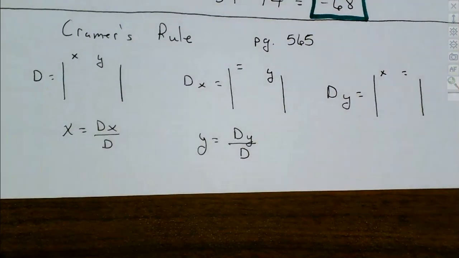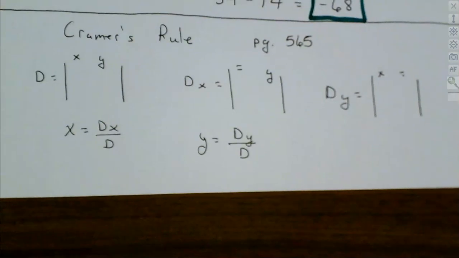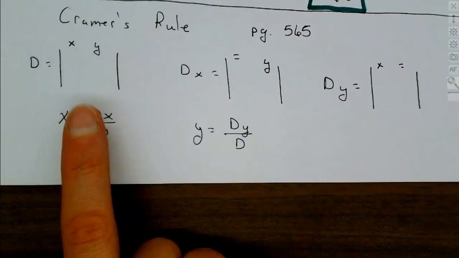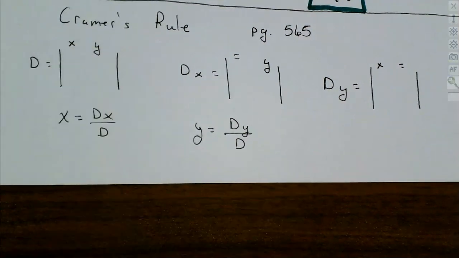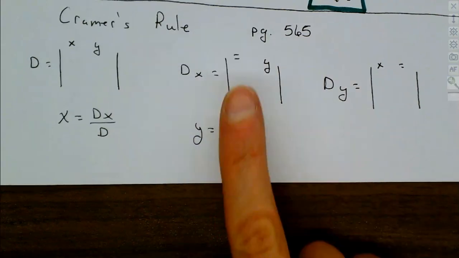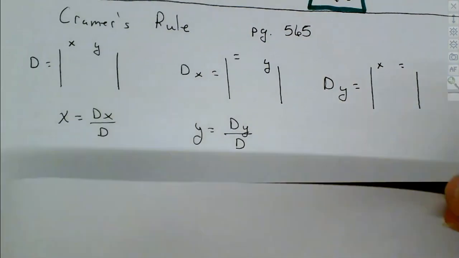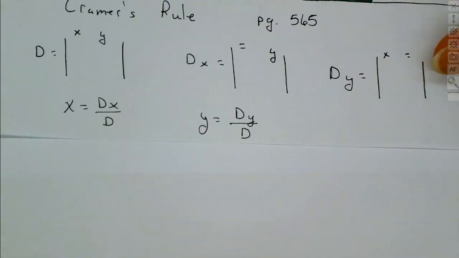The textbook explains it in a little bit more detail, and they use matrix notation. I think it's more confusing. I think this is just the easier way to remember. When you look at D, you just plug in the x values and the y values from the equations. When we look at Dx, we just replace the x with what's on the right-hand side, on the equal sign. Replace it. Dy, same thing. So now we're going to be using Cramer's rule to solve a system. This is just a different way of solving a system of equations.